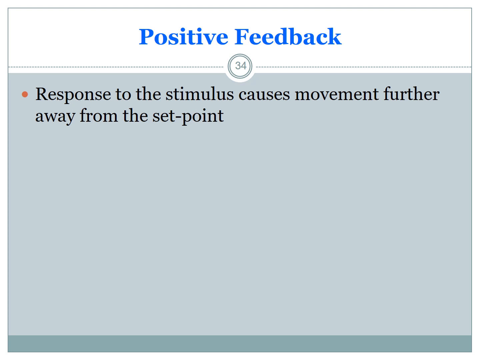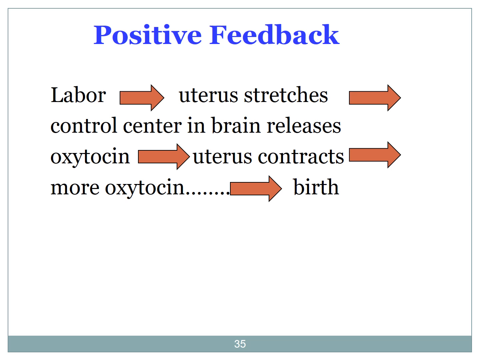Very rare in the human body, and there's only 2 examples we're going to cover. I know some anatomy books kind of include some other examples, but there's only really 2 that I think are most decent examples of positive feedbacks, or the only really true examples of positive feedback. This is where the response to the stimulus moves the body further away from the set point. Right? So one example of this is labor.